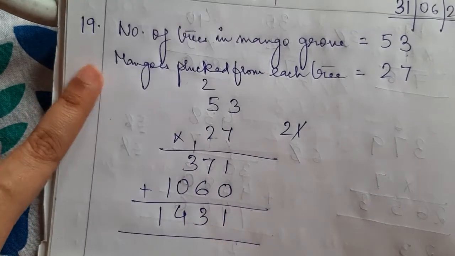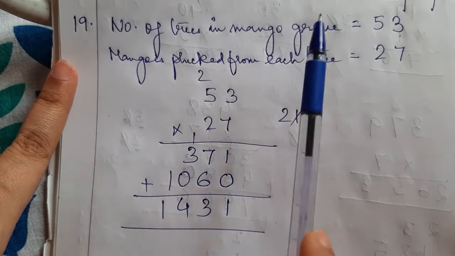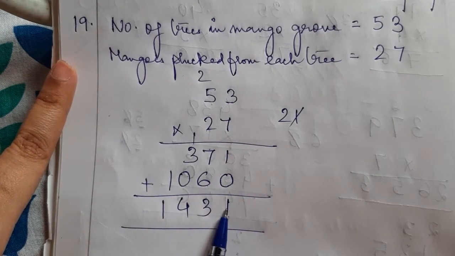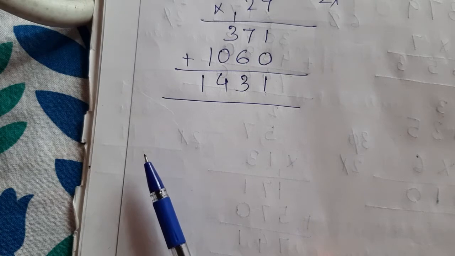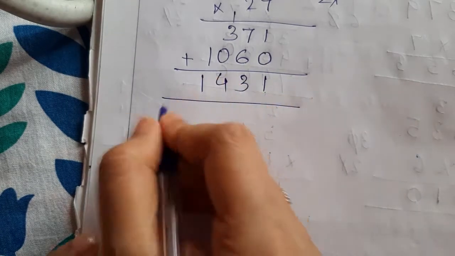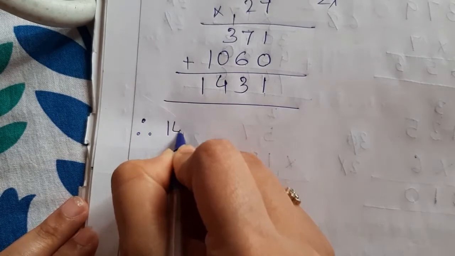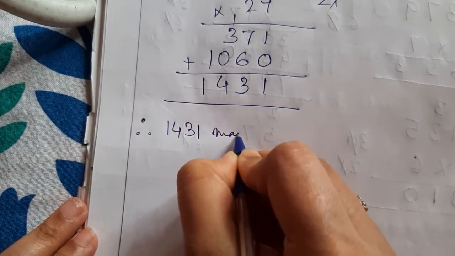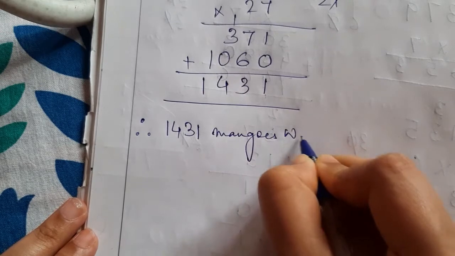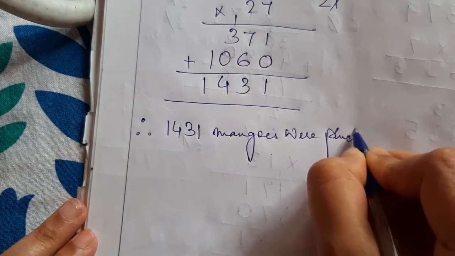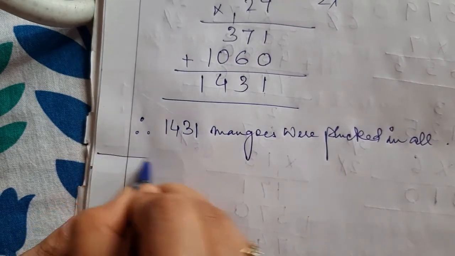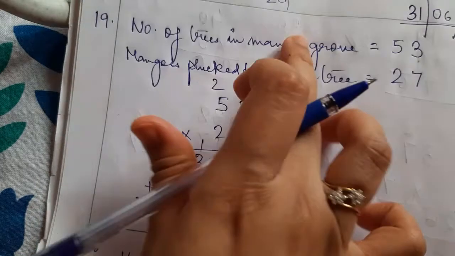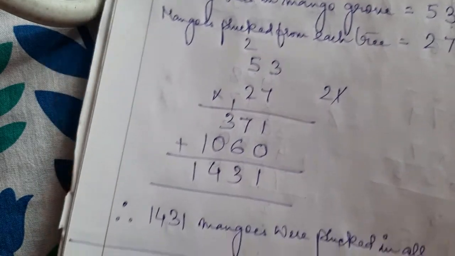1431 becomes the answer. So you know that first of all we have to write the statement, then we have to do the calculation, and lastly we have to write the concluding statement. So the concluding statement of this question will be, therefore 1431 mangoes were plucked in all. Done. Such easy questions, 2 simple sentences, the calculation and the concluding statement.